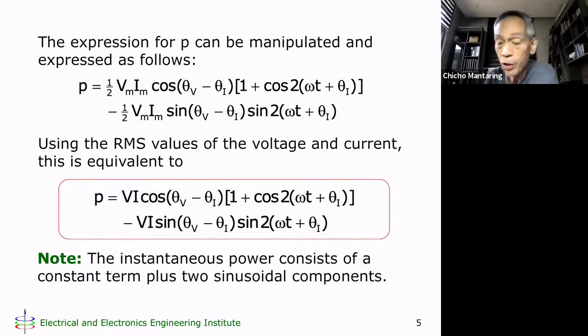Okay. So if I take a look at my first term, VI cosine of theta V minus theta I, theta V and theta I are constant. Therefore, this is actually a constant.